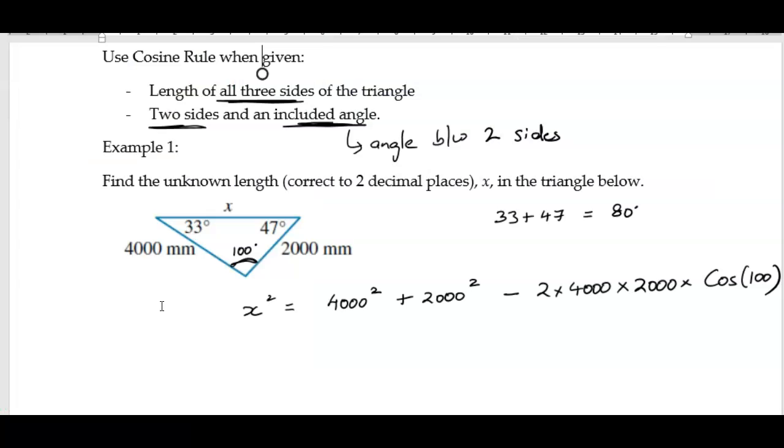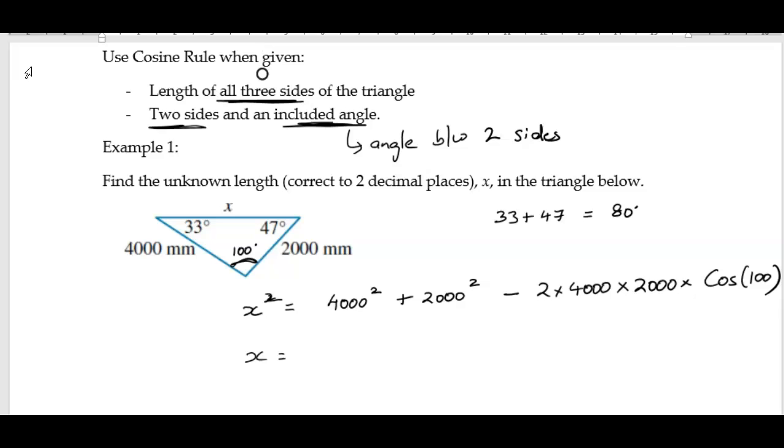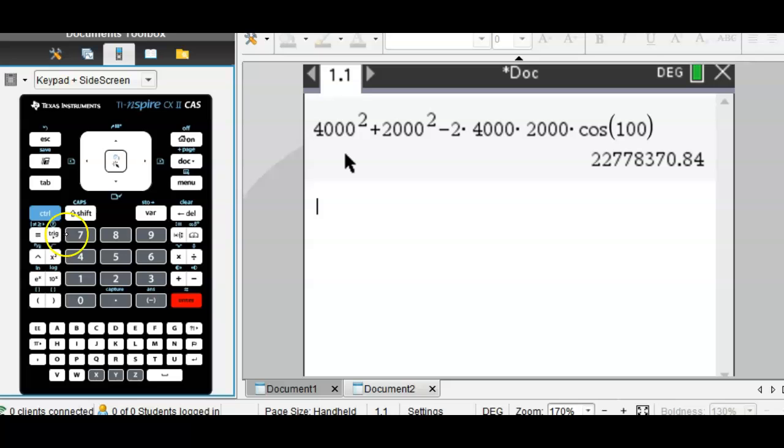I'm not going to bother writing that down because the solution for x is going to be the square root of what we get here, because the cosine rule formula basically represents how we're going to calculate x squared, not x. So therefore we're going to take the square root of that answer, which is what I'm going to do here. I'm going to take the square root of the answer from the previous step. That way I'm avoiding any rounding errors.